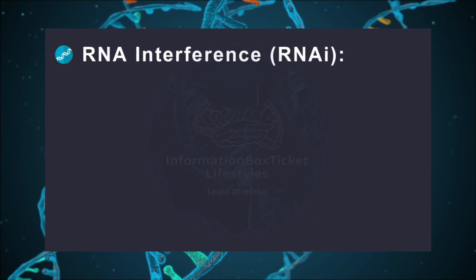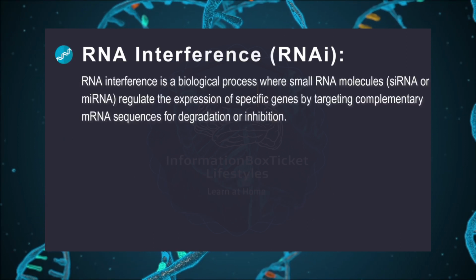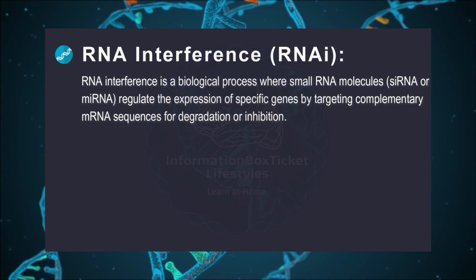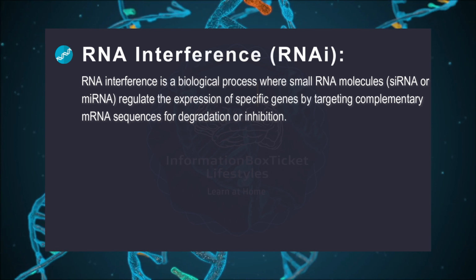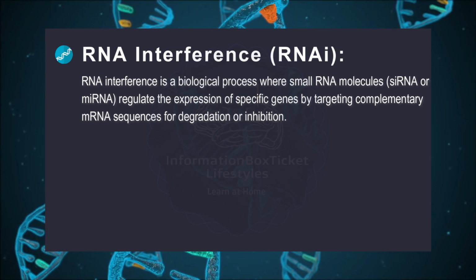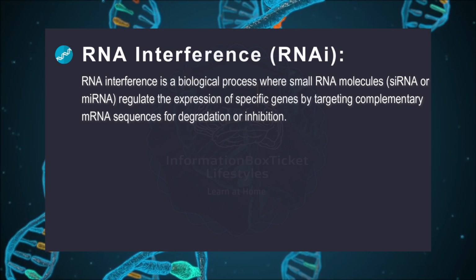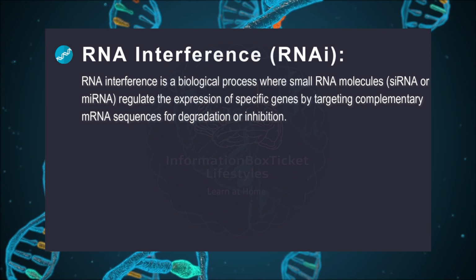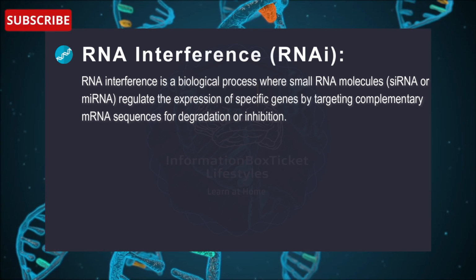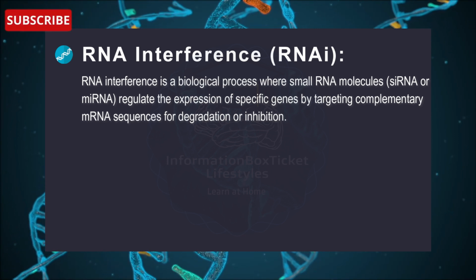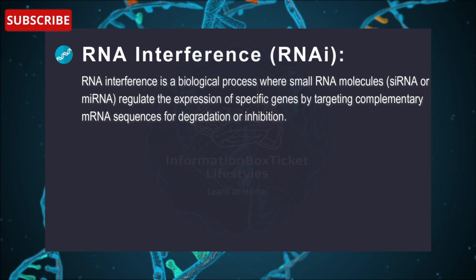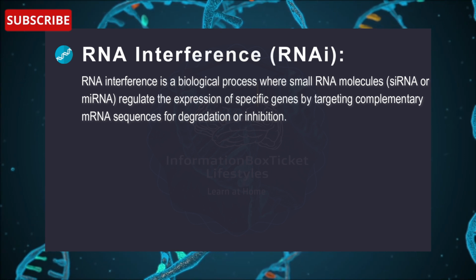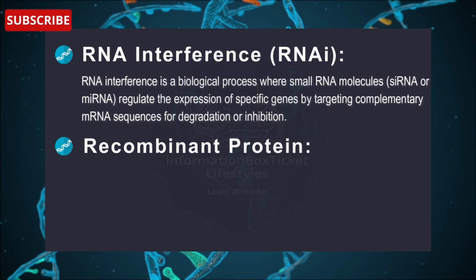RNA interference. RNA interference is a biological process where small RNA molecules regulate the expression of specific genes by targeting complementary messenger RNA sequences for degradation or inhibition. Genomic imprinting. It is an epigenetic phenomenon where specific genes are expressed in a parent-of-origin-specific manner due to epigenetic modification. Recombinant protein.